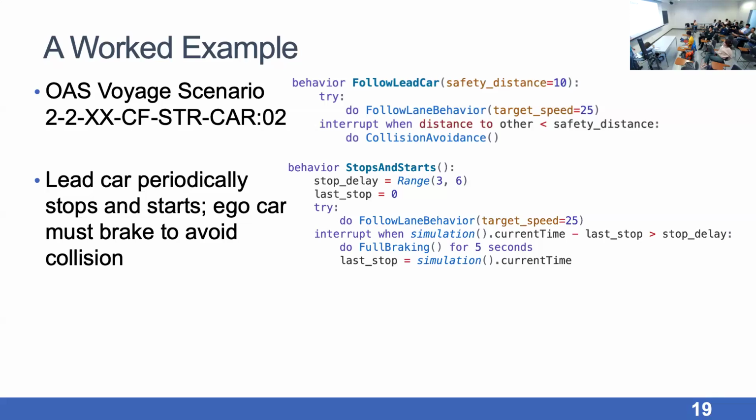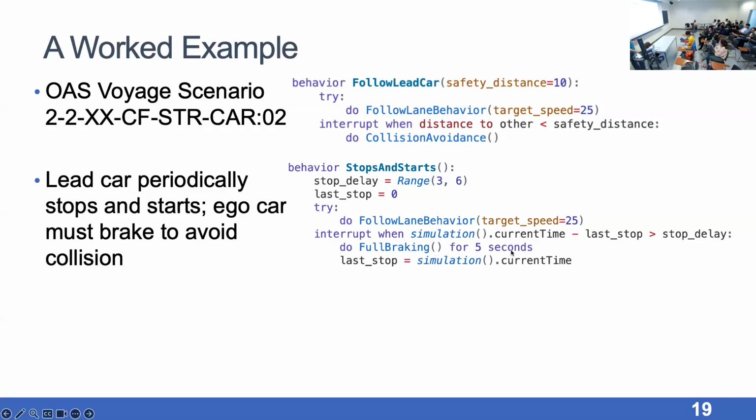Like, say, in Carla, you want to turn one of the traffic lights on or off. You need to use some simulator-specific thing for that. You can access that through this. Here we're just asking what's the current time, and comparing that to the last time we stopped. So this is going to be the time elapsed since the last time we stopped. If that's greater than this delay we chose earlier, then this interrupt will happen. We're going to do this full braking behavior, which I haven't actually shown, but it's just a loop which says apply braking of 1 and throttle of 0.